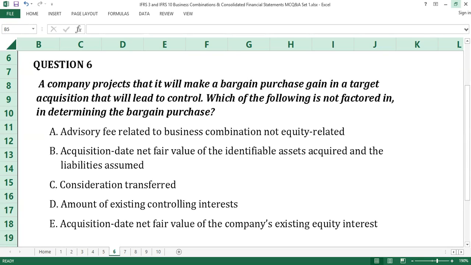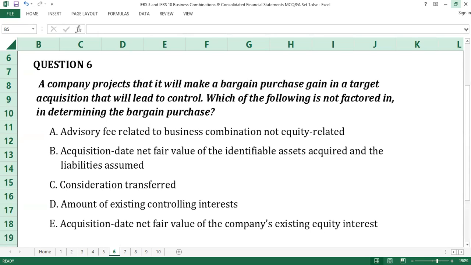Question number 6. A company projects that it will make a bargain purchase gain in a target acquisition that will lead to control. Which of the following is not factored in determining the bargain purchase? A, advisory fee related to business combination not equity related. B, acquisition date net fair value of the identifiable assets acquired and the liabilities assumed. C, consideration transferred. D, amount of existing controlling interest. E, acquisition date net fair value of the company's existing equity interest.